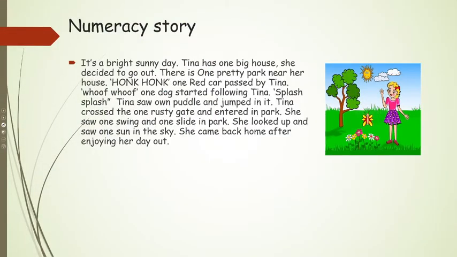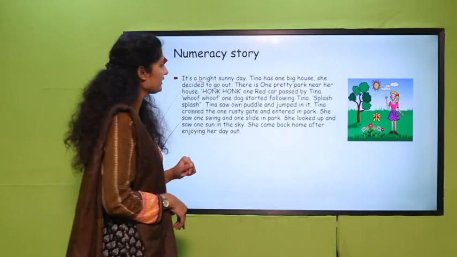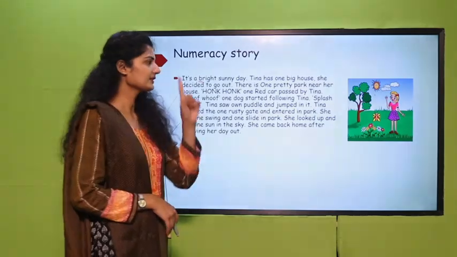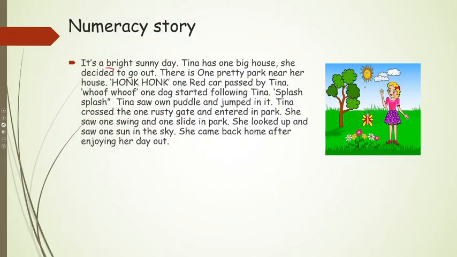So there is a story about number 1. What is the story about? It's a bright sunny day. What type of day was it? A bright sunny day. How bright? Because there is one sun in the picture. Tina has one big house. She decided to go out. There is one pretty park near her house.